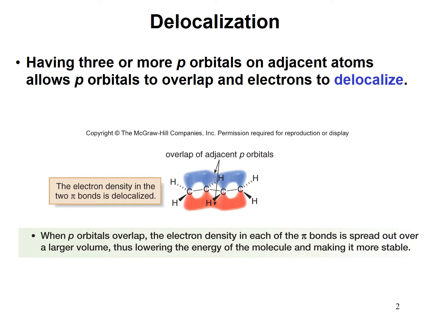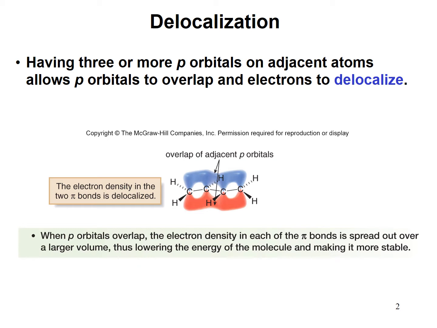Delocalization is having three or more p orbitals on adjacent atoms, which allows the p orbitals to overlap and electrons to delocalize. If you think about it this way, delocalization is a way to stabilize electron density by distributing that electron density over more carbon atoms.